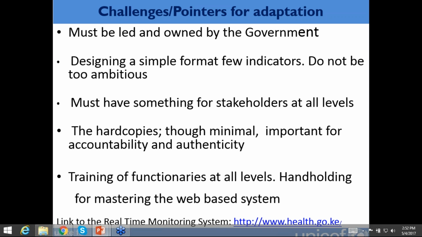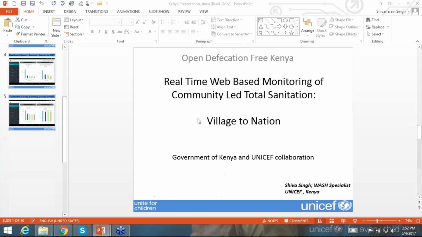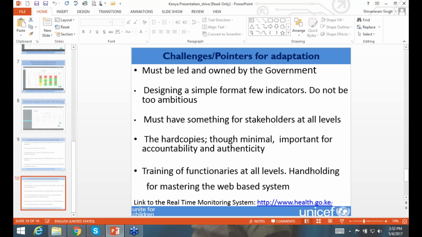Thanks, Shiva, for that presentation. Just quickly, someone's asked if the Kenya ODF roadmap is available and shareable. So it's available online? Online, I will have to check. I can make it available through you or through our own CLTS Yammer. Okay, so if it's not on our website, we can put it on our website. Yeah, sure. Great, thanks for that.